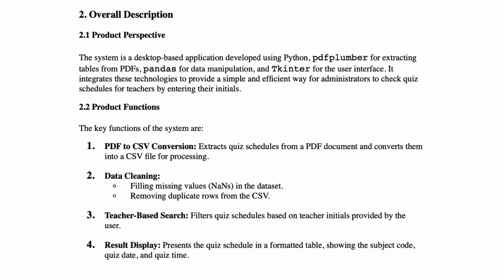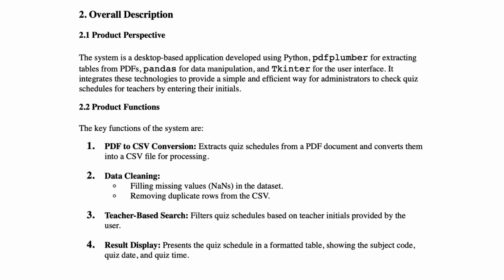Now about the product perspective. The system is a desktop based application developed using Python PDF Plumber for extracting tables from PDF. PDF Plumber is also a Python library which is used to extract PDFs, and we can also use it for extracting images and extracting tables and multiple other things, which I will be discussing with you at the end of the video. I have also developed a project on it.